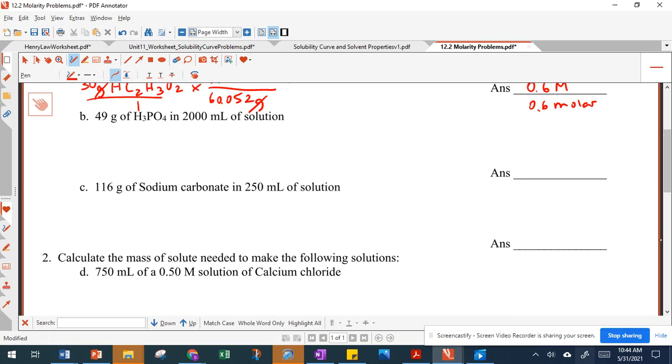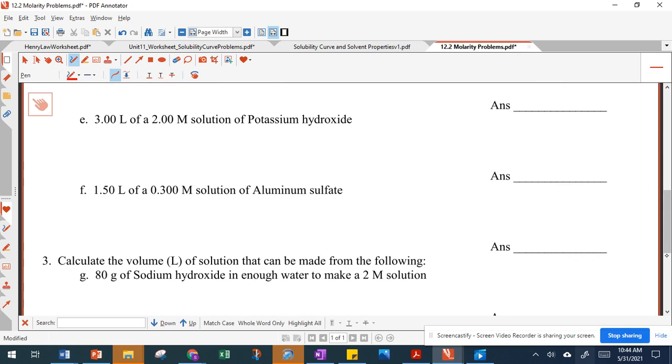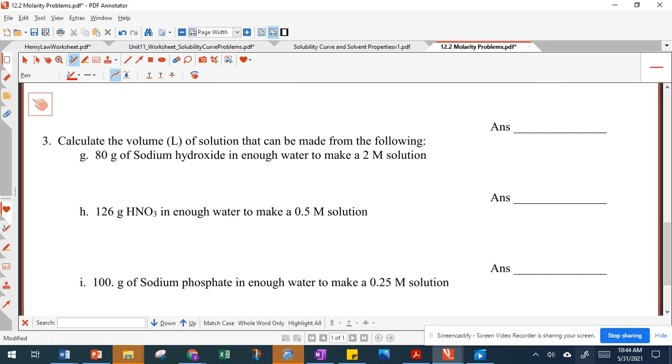So let's go down here and look at where you have to find the volume. Here we have to find the volume, so let's look at this one. Make sure you're writing your formulas correctly. We have our equation, molarity is equal to moles over liters.